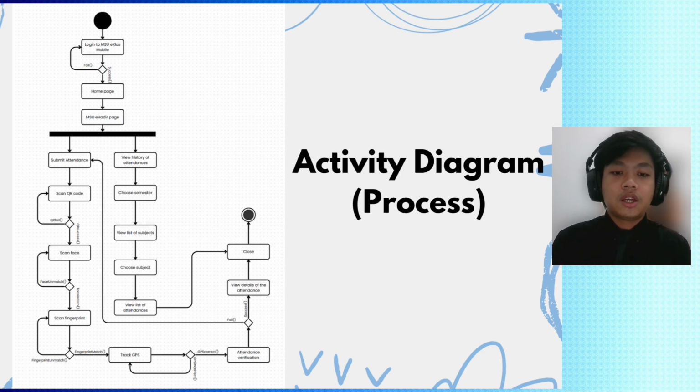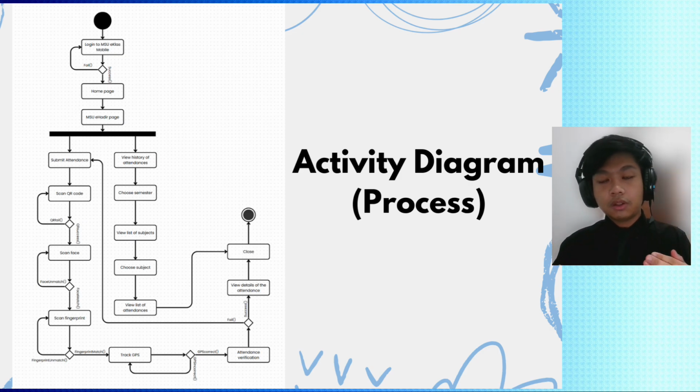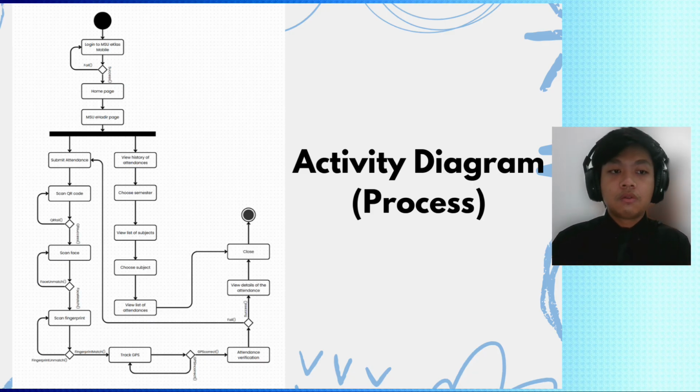If it fails, then the student needs to repeat the process from the start, which is submit attendance and the QR code. If the process is successful, then they can view the details of the attendance, and then they can go to close, then the process ends. So the second choice is just view history of attendance.